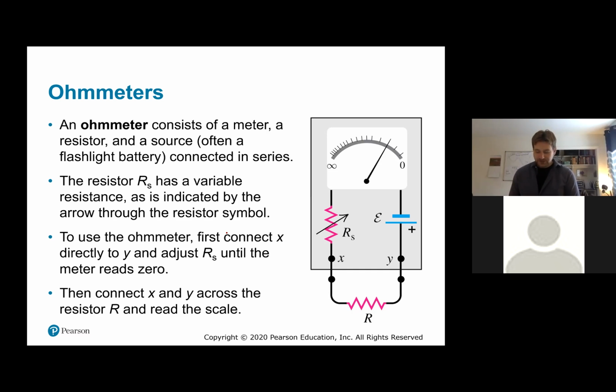To use the ohm meter, first connect X directly to Y, and adjust until the meter reads 0. Then connect X to Y through the resistor R. The equivalent resistance will change, which will change the response from the circuit.